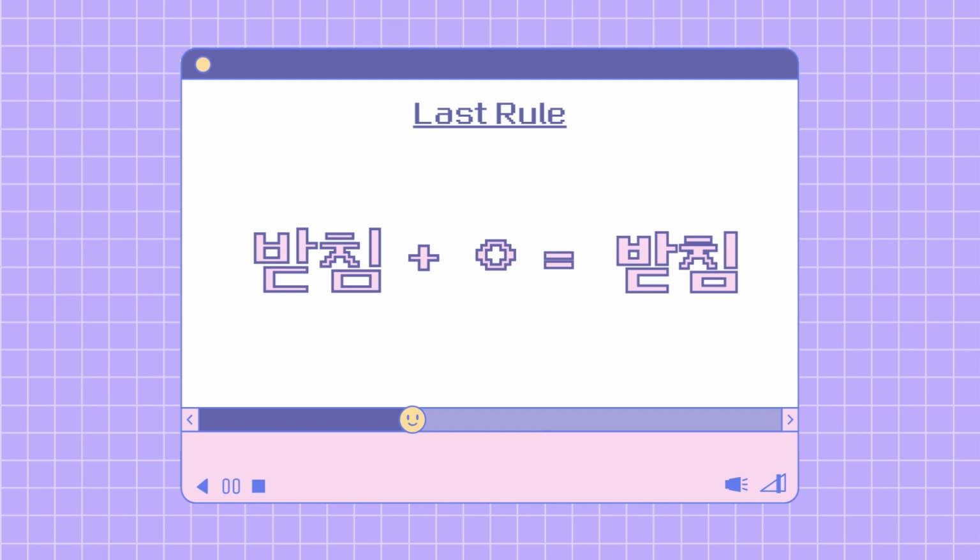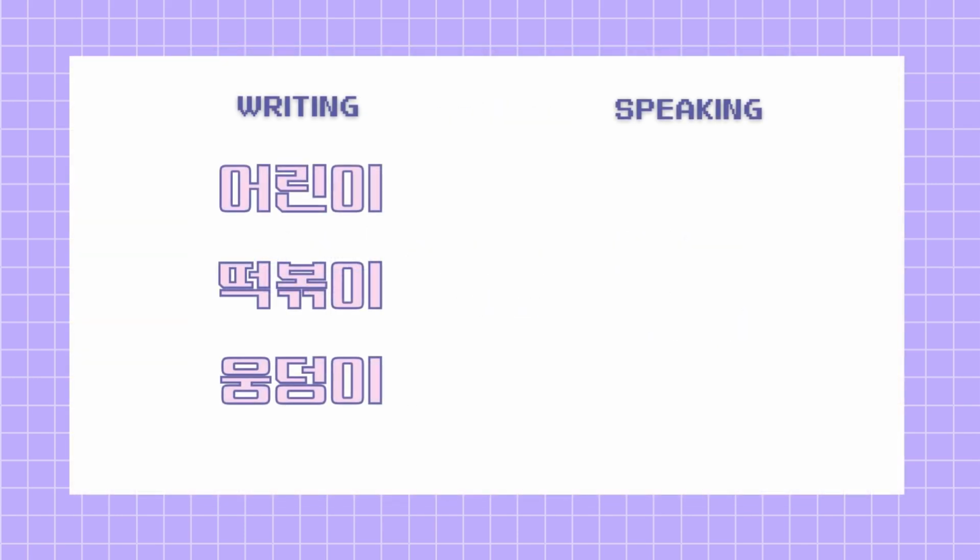This is the last rule of this whole Batchim segment. This is one of the most important rules, so please pay attention. Whenever there is a Batchim, any Batchim that we have learned so far, any consonant working as a Batchim, and it is followed by ing, that means it is followed by a vowel, then the Batchim will replace the ing and combine with the vowel and produce the sound. Confused? Okay, let's see the examples and you'll be able to understand perfectly.